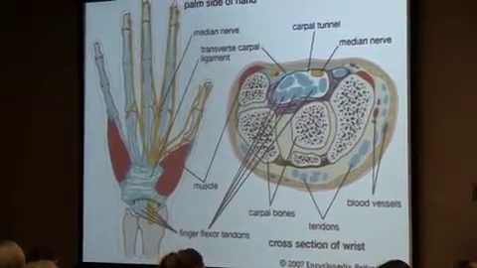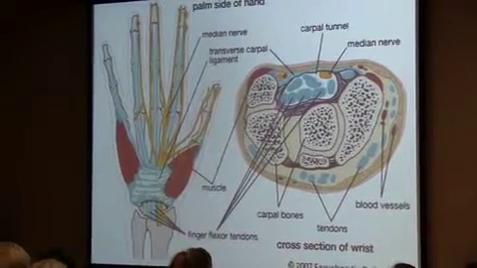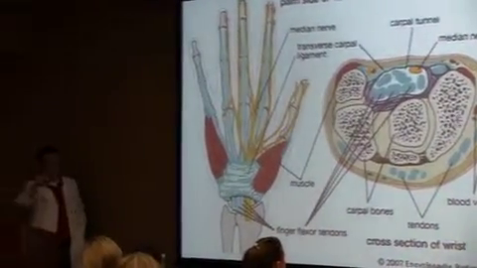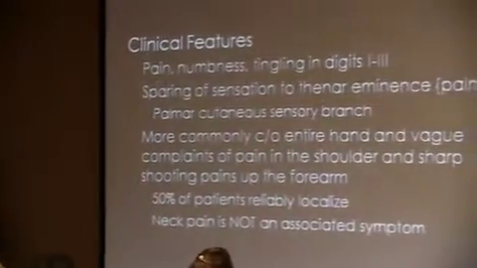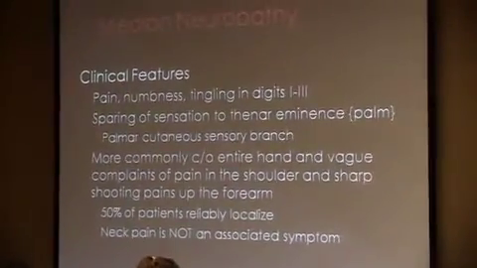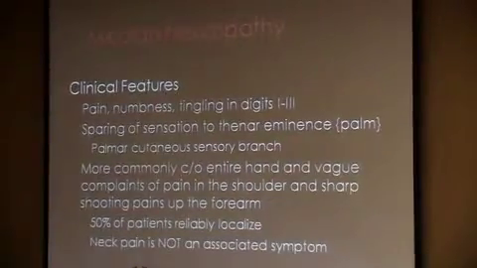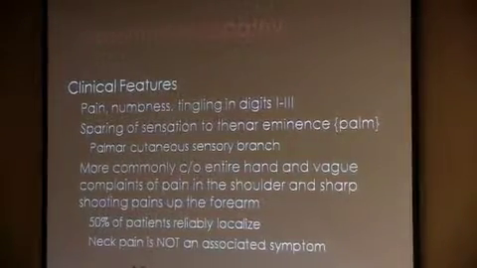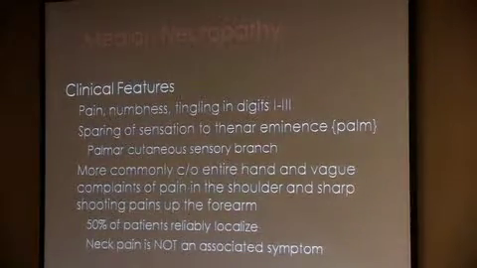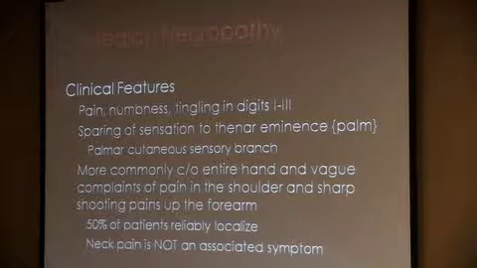And if we get a lot of pressure within that space, it's going to push up and cause compression on that nerve. So the clinical features that we see with this are pain and numbness in digits 1 to 3, like I said, and really half of digit 4. You'll get sparing of sensation to the thenar eminence. This is really the base of the thumb and the palm.